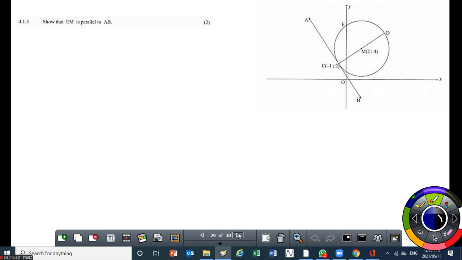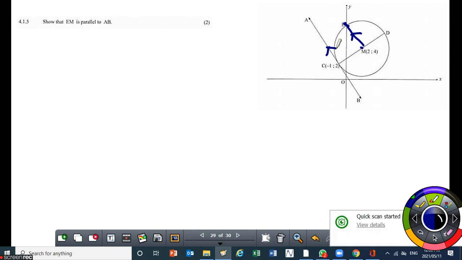Right. The next one says show that EM is parallel to AB. So this point here, if you join it to point M like that, that line, they are saying we need to prove that it's parallel to AB. How do you prove that two lines are parallel? Same gradient. So we know the gradient of the tangent. So all you have to do is determine the gradient of EM.